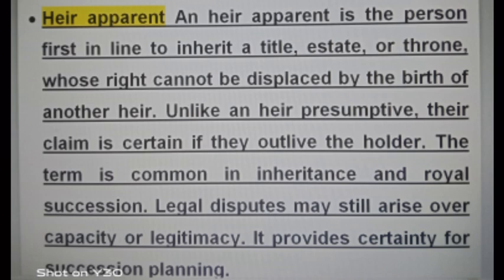The next phrase is heir apparent. An heir apparent is the person first in line to inherit a title, estate, or throne whose right cannot be displaced by the birth of another heir. Unlike an heir presumptive, their claim is certain if they outlive the holder.